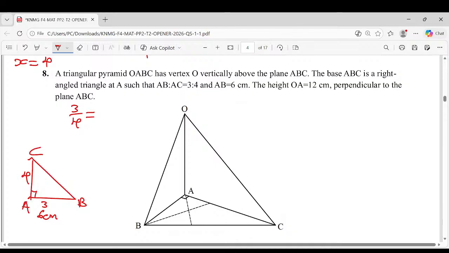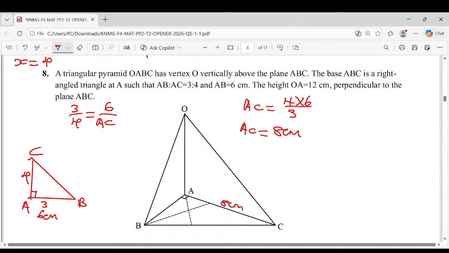3 is representing 6. What about 4? 4 is representing AC. This will mean that my AC will be given by 4 times 6 divided by 3. This means our AC will be equivalent to 8 centimeters. Hope you can see the measure. This is now 8 centimeters.